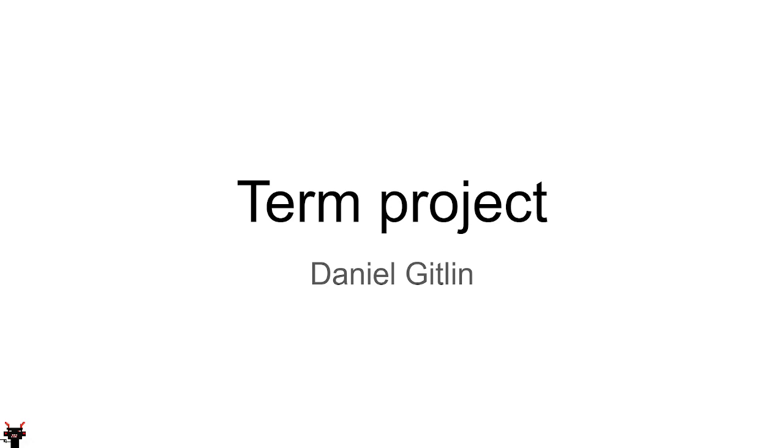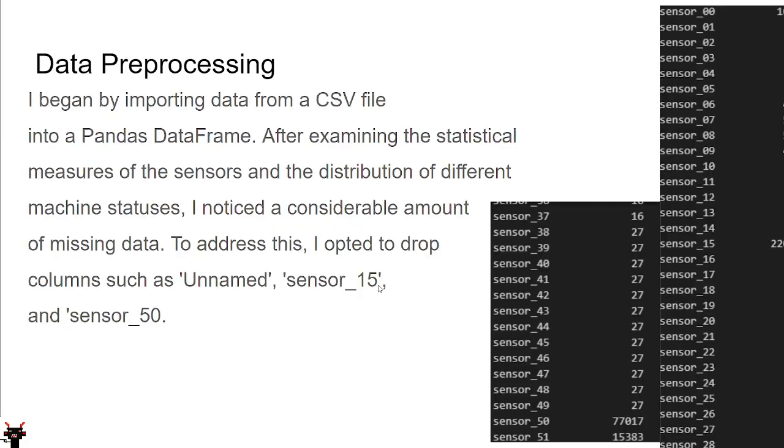To start off, this data set is a project consisting of sensor data from a pump machine over some time. It includes 52 timestamps, 52 sensor readings, with a machine status of normal, recovery, broken. This data set has about 200,000 entries, and I started off by loading it from a CSV file into a pandas data frame, and then I checked all the statistical measures of the data and found null values.